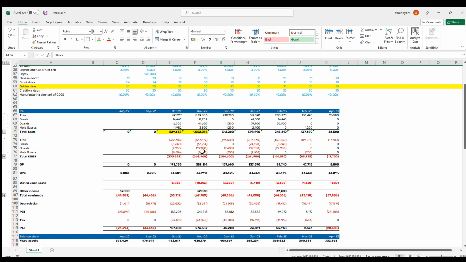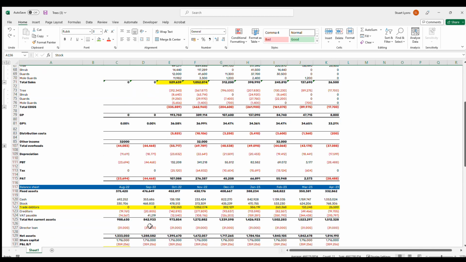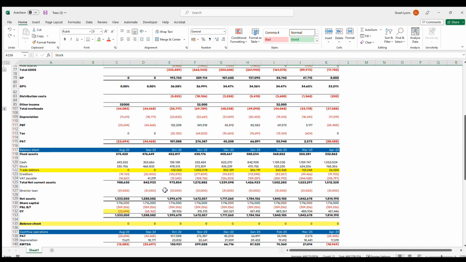And so you've done that with one item, right? You've done that with your trade debtors now. And all you have to do then is for each of your P&L items and each of your balance sheet items to do exactly the same thing. And that's how you build up your three statement model. And we'll do that right now.